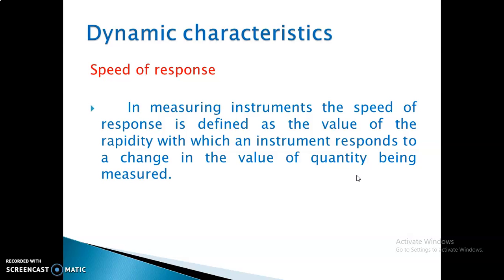Speed of response is nothing but the instrument responding to a change in value, when the quantity is varying. It is only because of the speed nature. For a particular speed of time, my instrument is going to change. The response is going to vary. Then it is called speed of response.